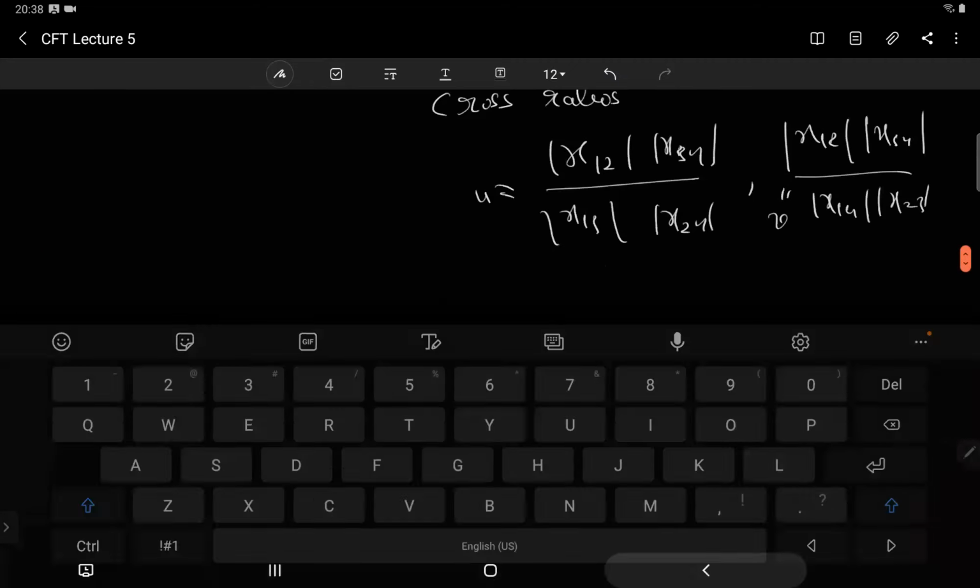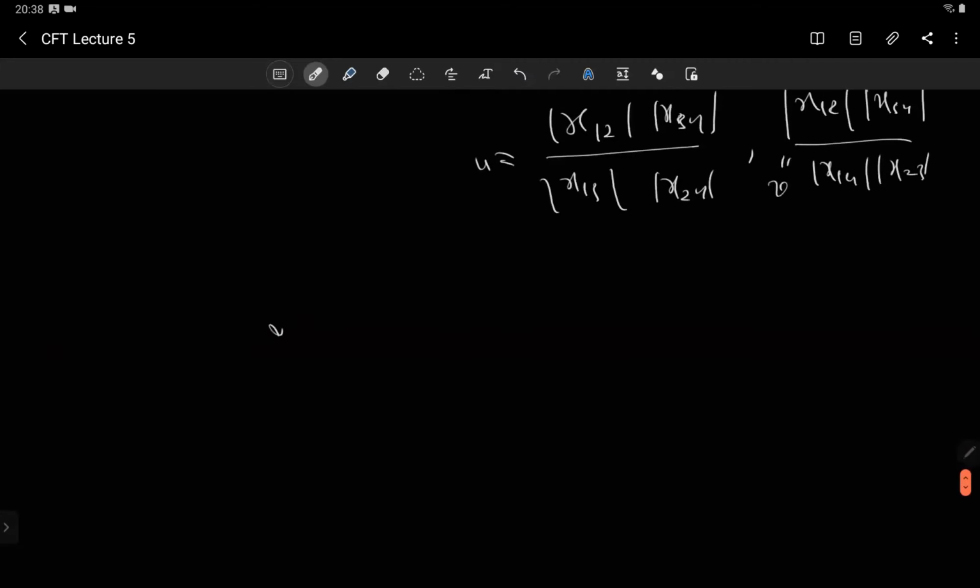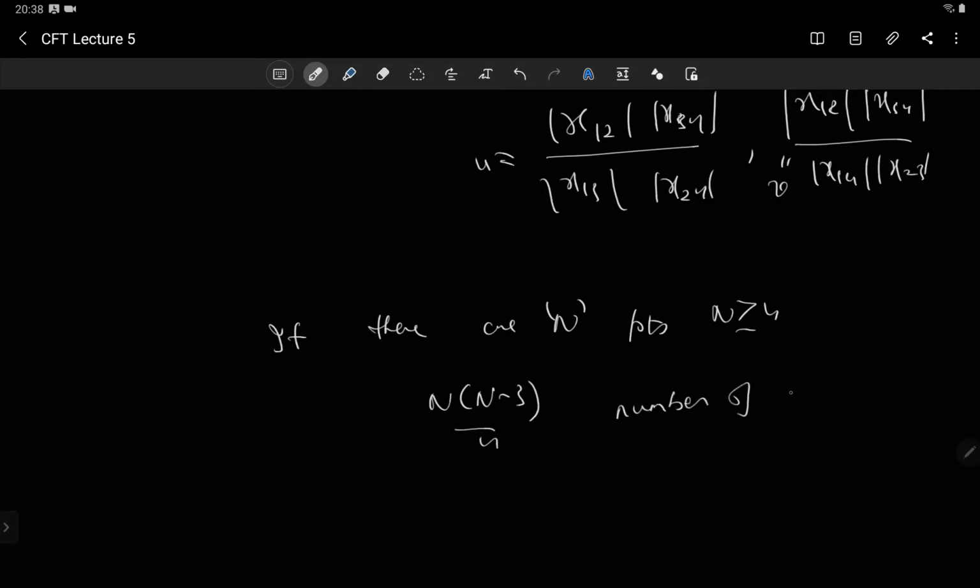I also said that if there are n points, with n greater than or equal to 4, then the number of cross ratios is n(n-3)/4. This I didn't prove, but I can prove it if somebody is interested. The proof is not immediately important. So there are this many cross ratios.